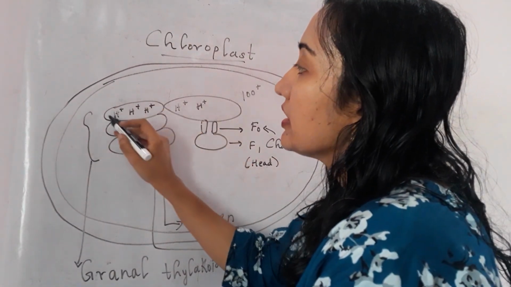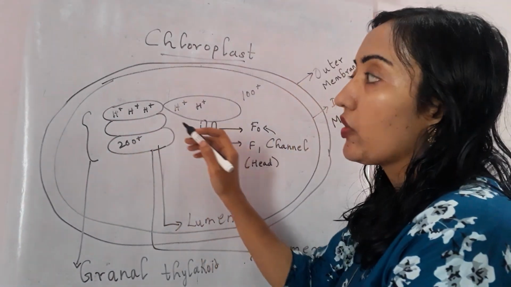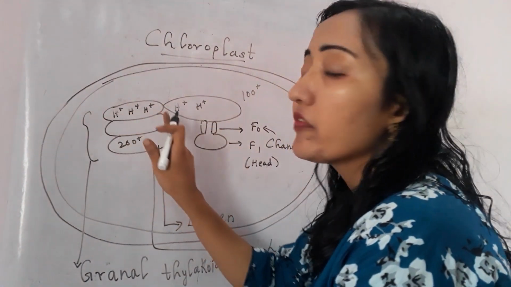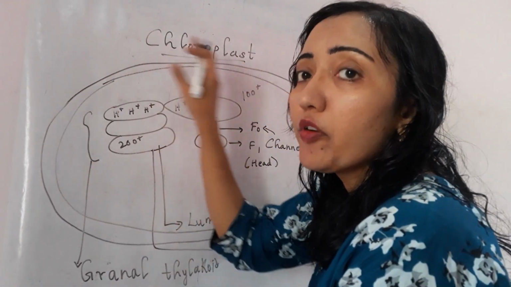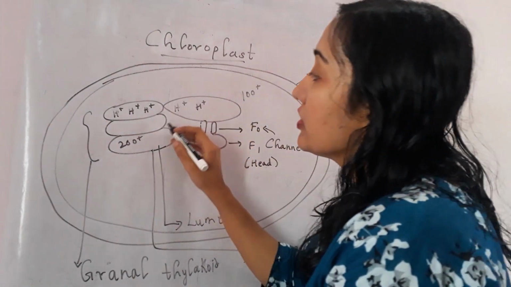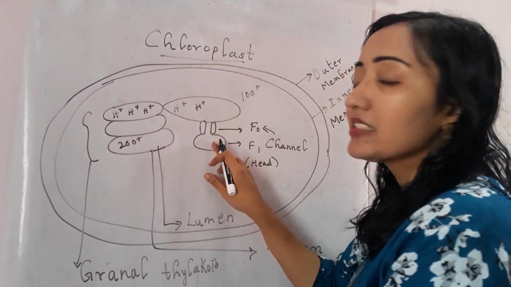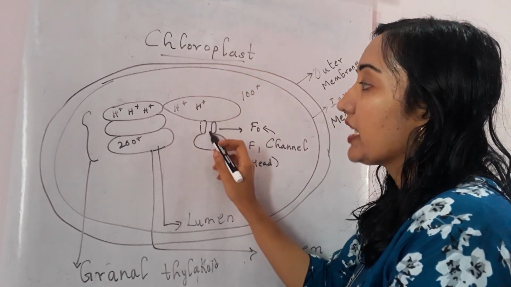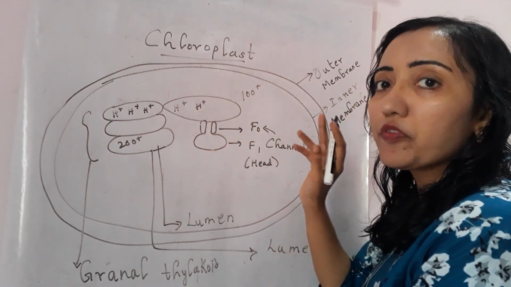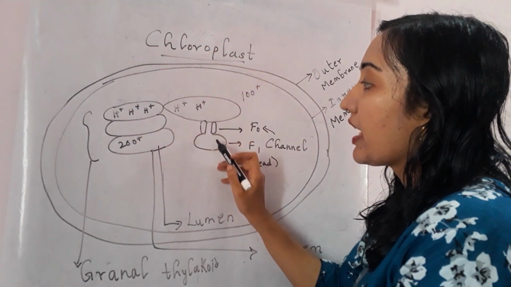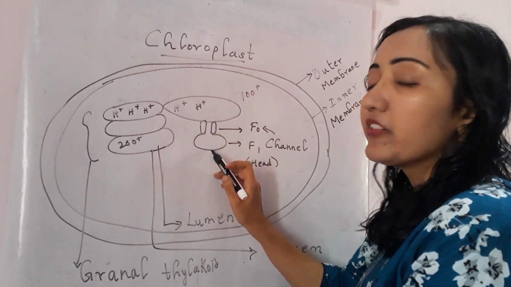Now, this membrane around the granum thylakoid is made up of lipids. Similarly, the outer and inner membranes are also made up of lipids. Apart from this, a channel is attached in the membrane. This is a transmembrane channel, and it is made up of two parts, F0 and F1. F0 is the channel and F1 is the head.